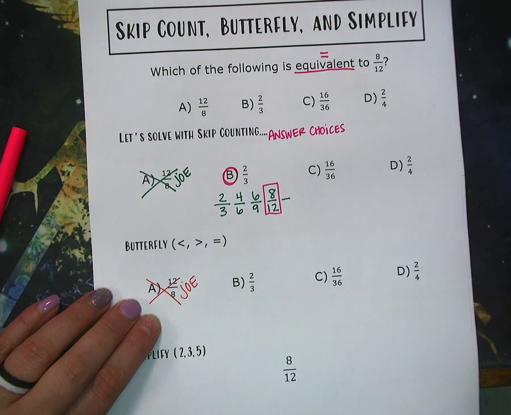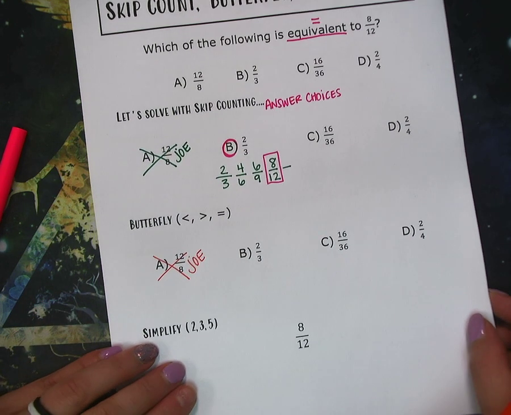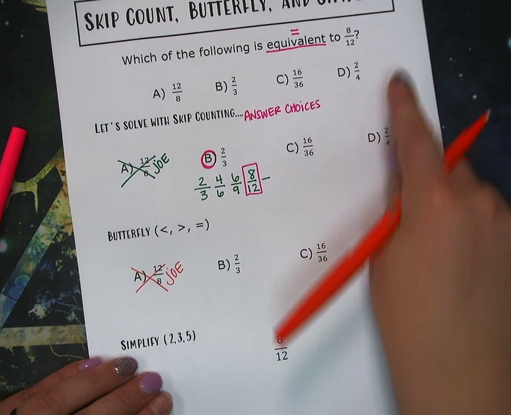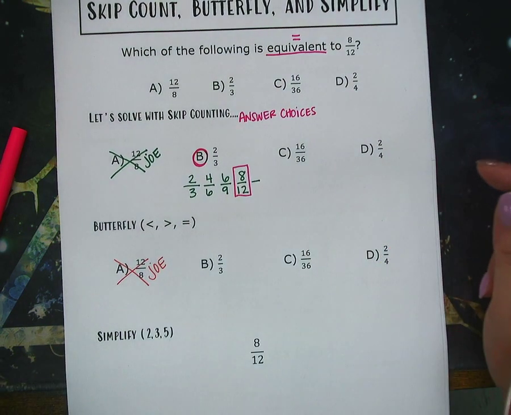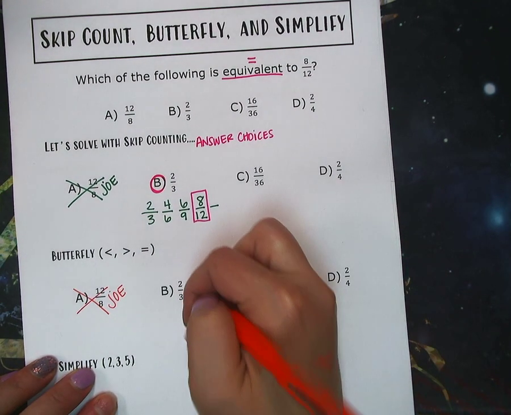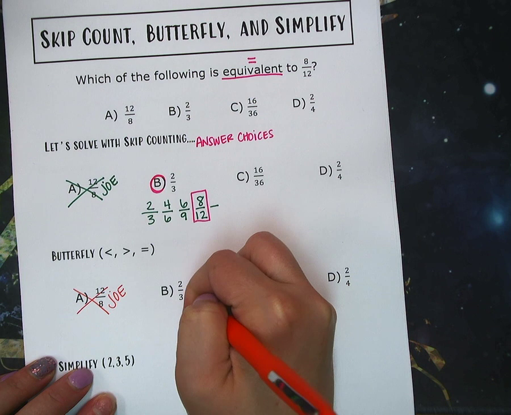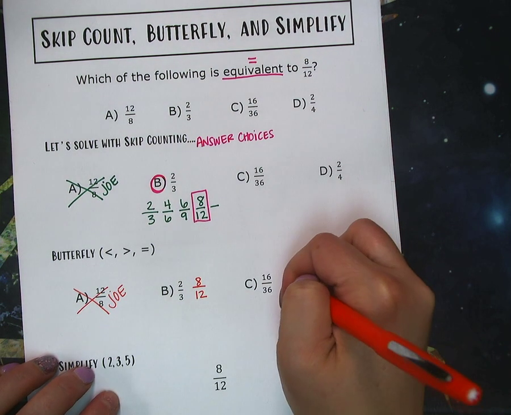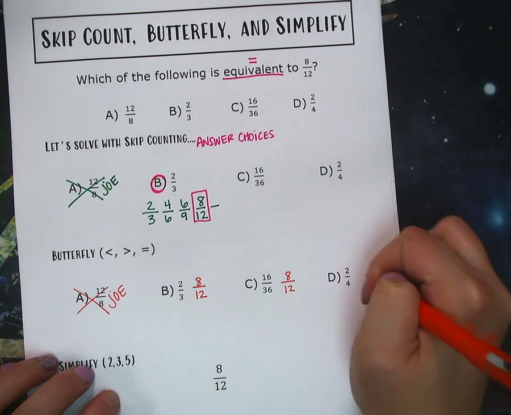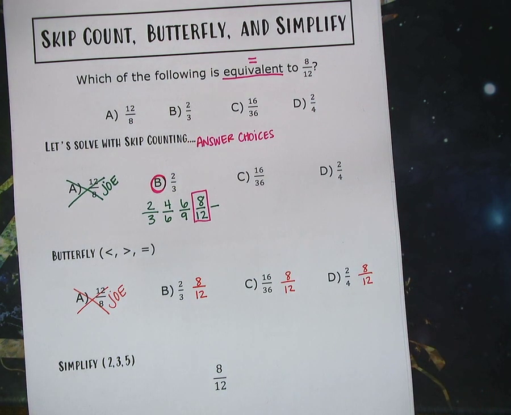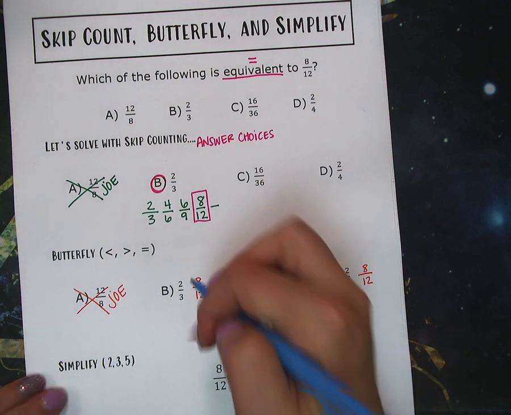All right, so let's try, not skip counting, butterfly with this second fraction. I'm going to take my original fraction of 8 over 12 and put it next to this answer choice. I'm actually going to put it next to every answer choice. And then all I have to do is cross multiply. So I'm going to make my butterfly wings.